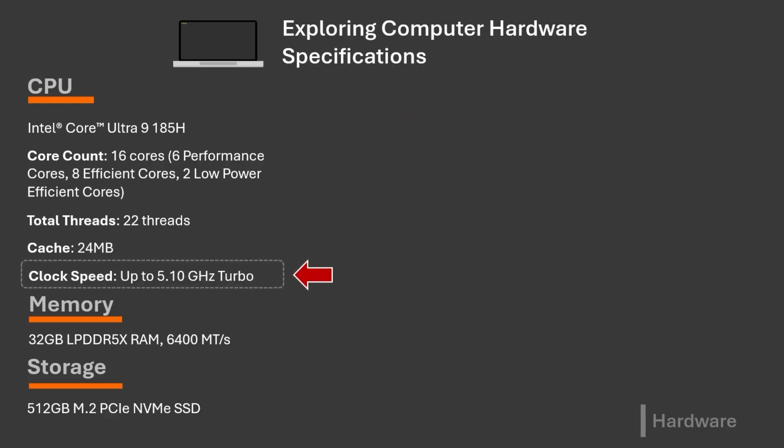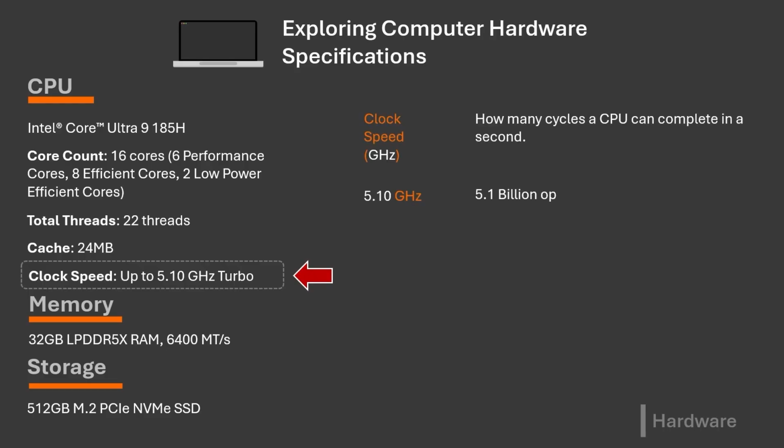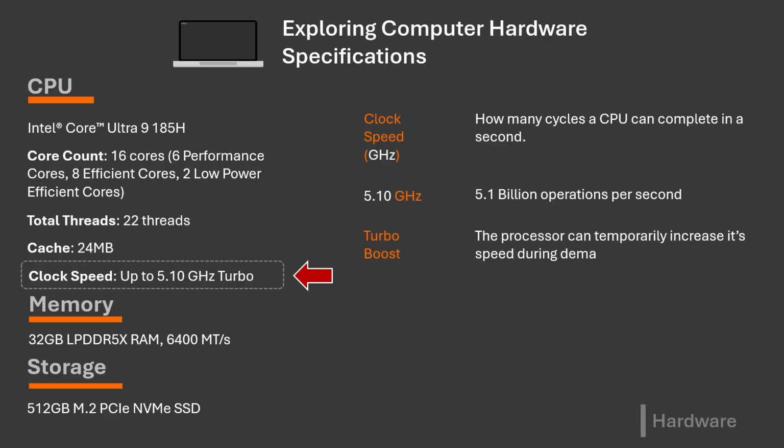Clock speed, which is measured in gigahertz, indicates how many cycles a CPU can complete in 1 second. 5.10 gigahertz means that this processor can perform 5.1 billion operations per second. It also features turbo boost. The CPU can temporarily increase its speed during demanding tasks such as video rendering or gaming. However, know that the clock speed on efficient cores is typically lower than on the performance cores.